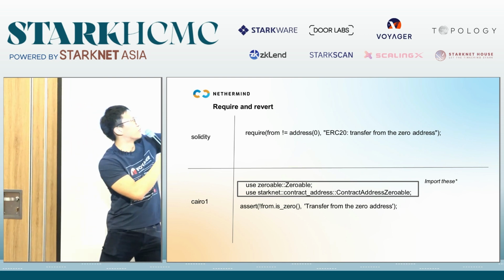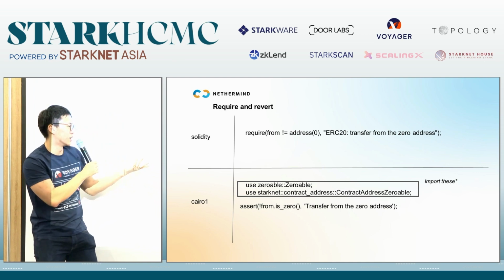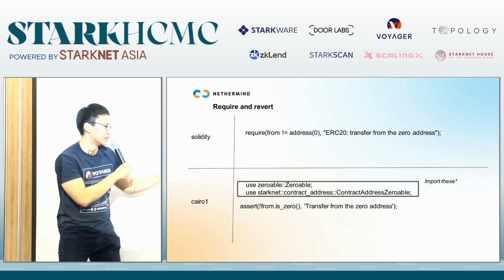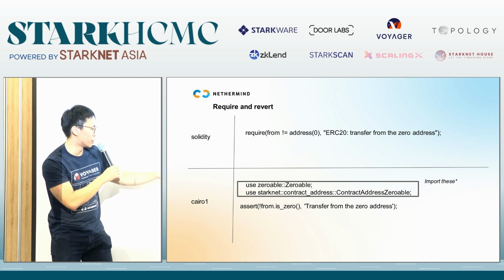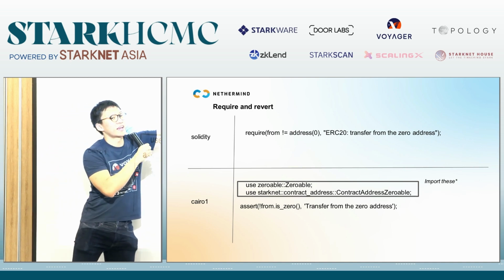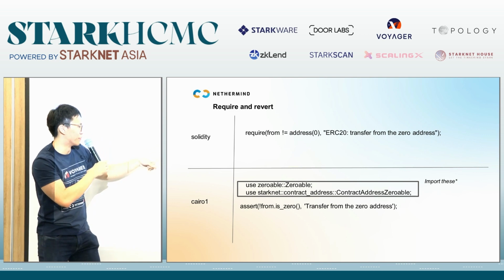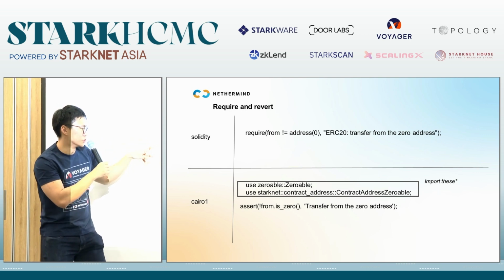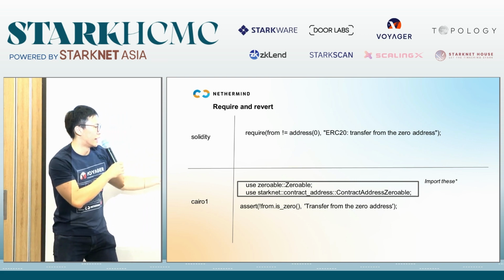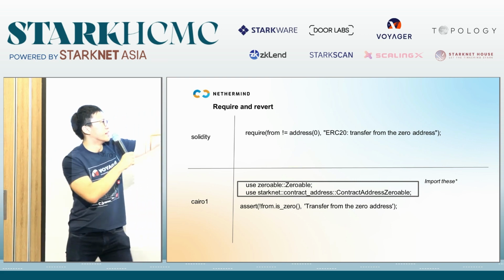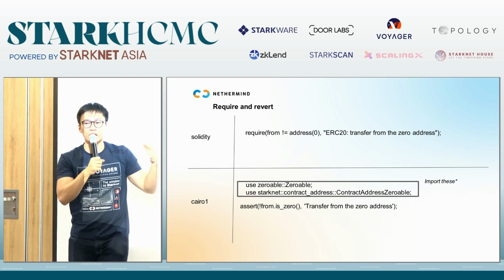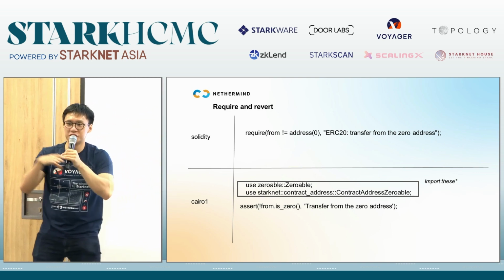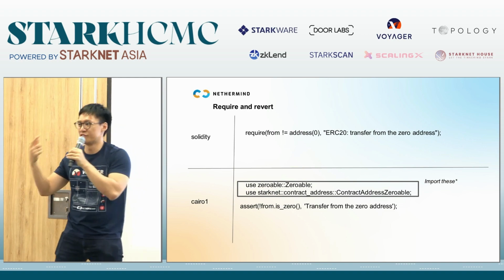So in this case, it's checking for address 0. Address 0 requires a function to import the contract address. So from dot is 0 is just like address 0, and you need to import these two very important modules, zeroable and context zeroable. And then this is the error message over here. So basically you can see that this is how you rewrite your error message, and just apply that to all the error messages you have in your contract.